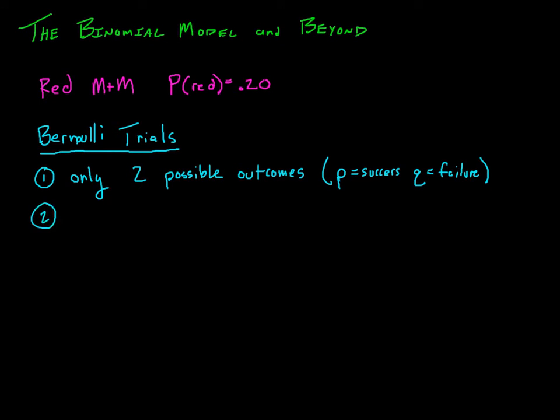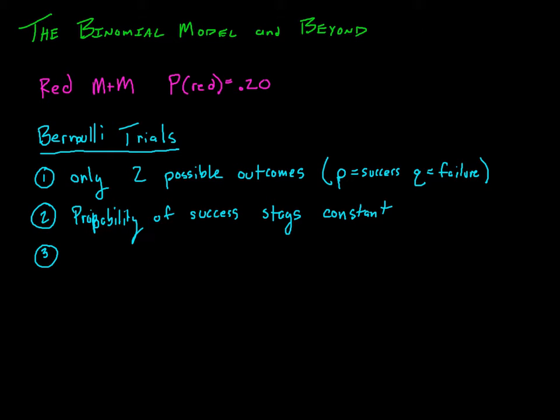The second criteria for a Bernoulli trial is that the probability of success is constant for every trial. So probability of success stays constant. So if there's a 20% chance of getting a red M&M, then that's going to stay 20%. It's not going to fluctuate, or it's not like the M&Ms are going to learn and start changing color and things are going to change. They're going to stay constant.